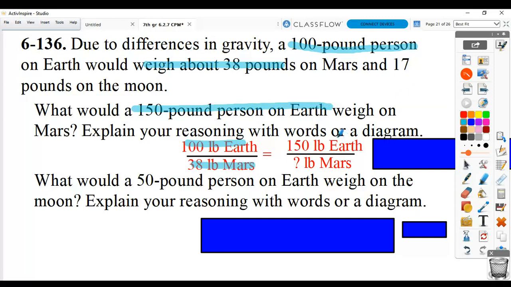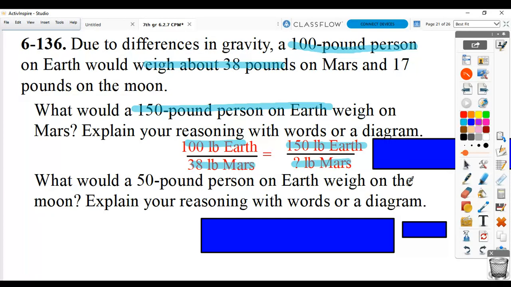So how much they weigh on Earth needs to go across from how much they weigh on Earth. So that's why I've aligned it this way. And how much they weigh on Mars is my unknown. Now you might say, well, we haven't done anything with the idea of how much they weigh on the moon. Well, that doesn't fall into this question. So yes, we're not addressing that yet.